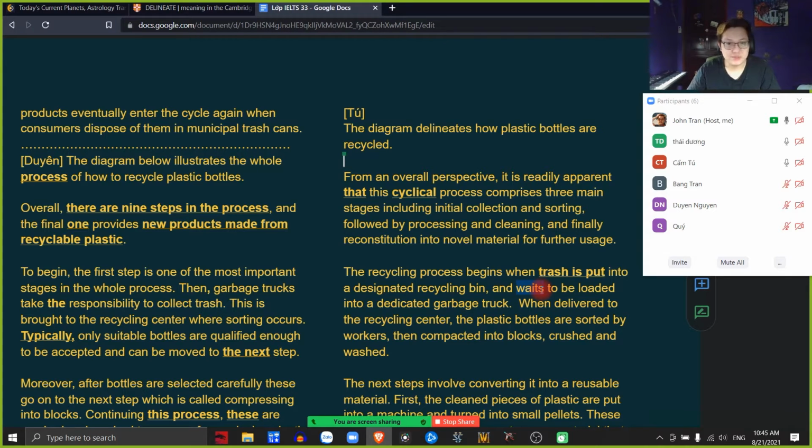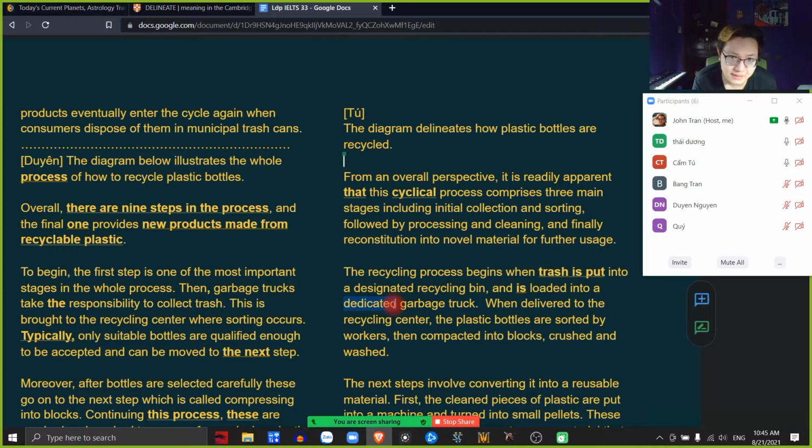Trash is put into a designated recycling bin and it's loaded là được rồi. And it's loaded into a dedicated garbage truck. Được đưa vào một cái xe rác mà what do you mean dedicated here? Ý Tú là gì ở đây? Cái từ dedicated này là gì? Ý là Tú là làm sao?